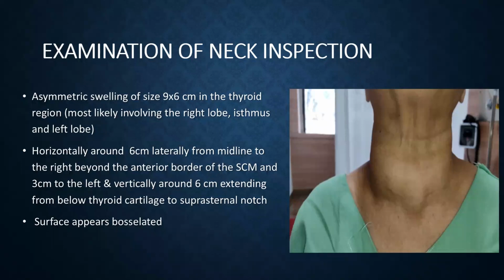Pawan, looking at the photograph, and I appreciate the video you have put. Like Niranjan mentioned, you cannot say bosselated surface for a thyroid swelling. Do you say any size criteria for bosselation and nodularity? Sir, if it is more than 4 cm, then we call it bosselated. Yeah, 3 cm. For thyroid swellings, usually for an enlarged liver, we accept this.